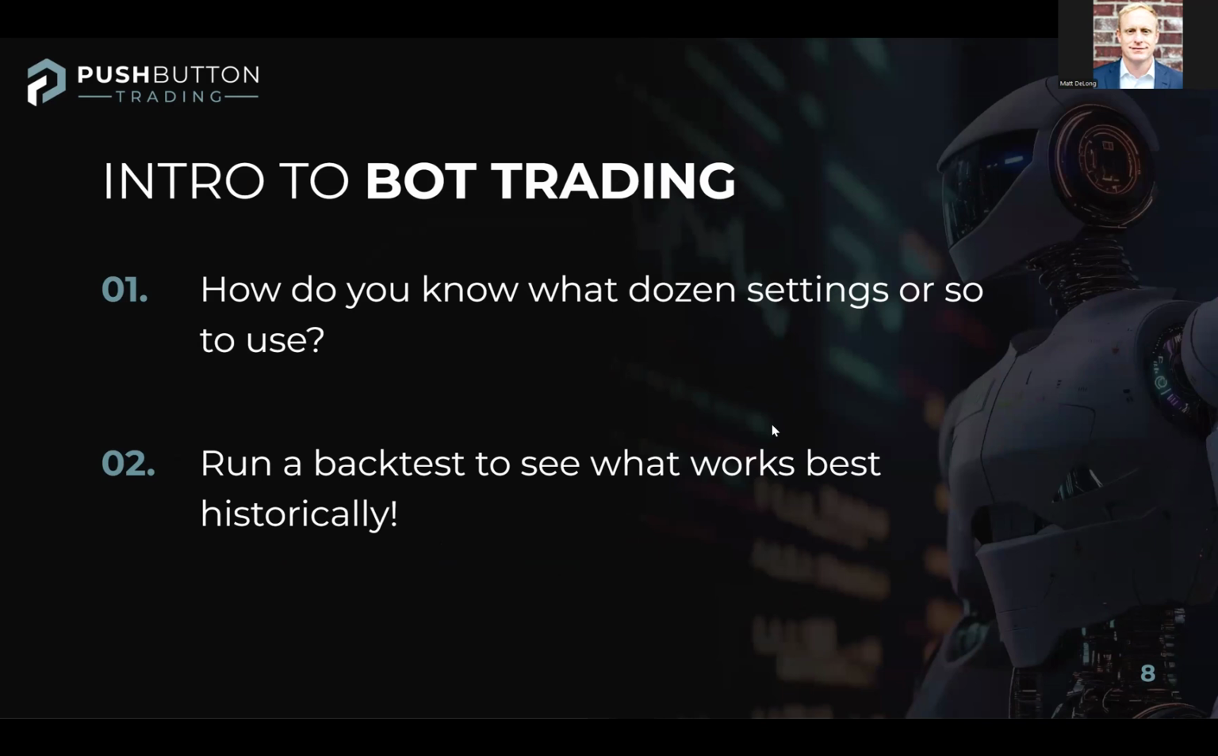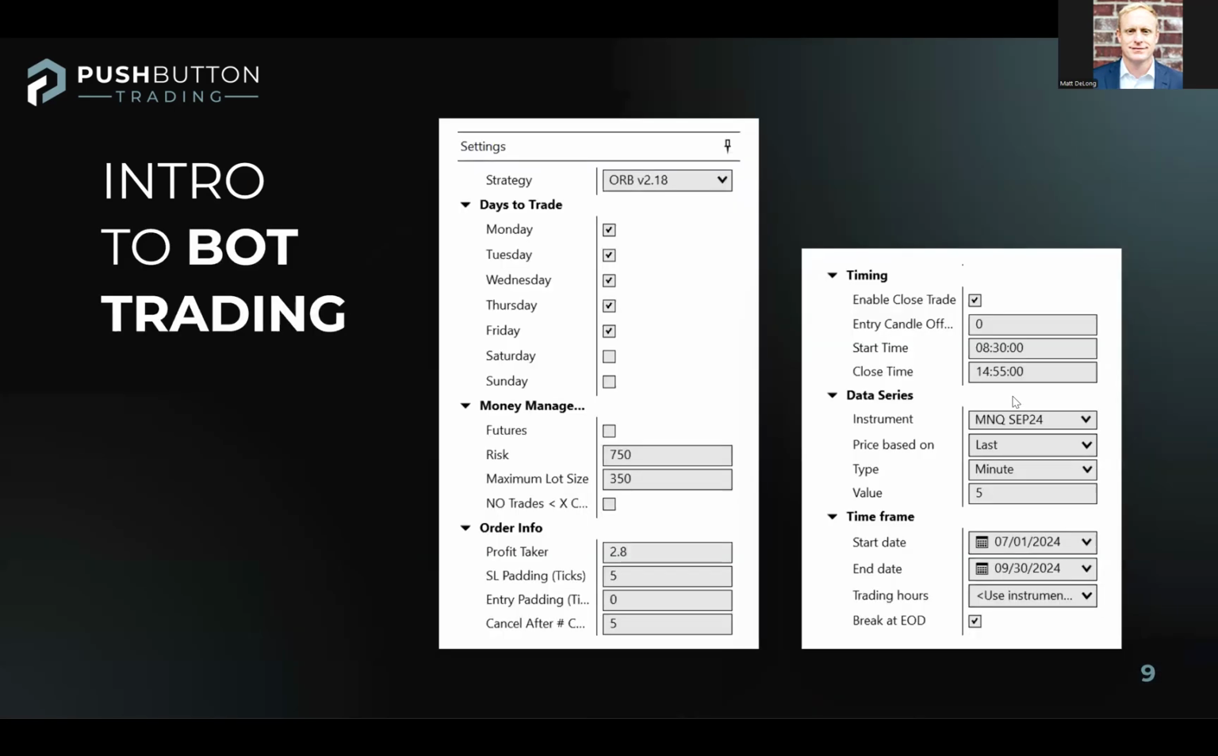So what does that mean? Well, you're able to run a back test to see what works best historically. Here's a quick example of what it actually looks like when it comes to inputs for a funded account using bots. Well, this is what it actually looks like. This is called a strategy. Remember, this is the opening range breakout version 2.18. As of right now, that is the latest and greatest version.